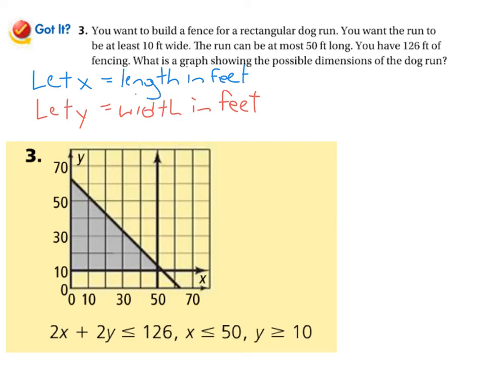Anyway, this is the area. If you picked some spot and you said, okay, what if I was using, let's say, 10 feet by 30 feet? That would be fine, because that would keep us under 126 if we went all the way around and would fit these parameters.